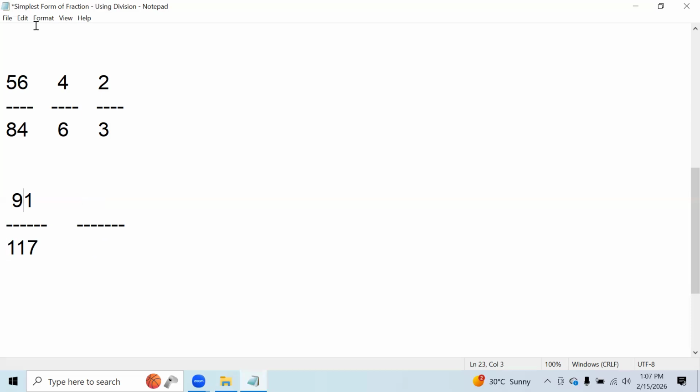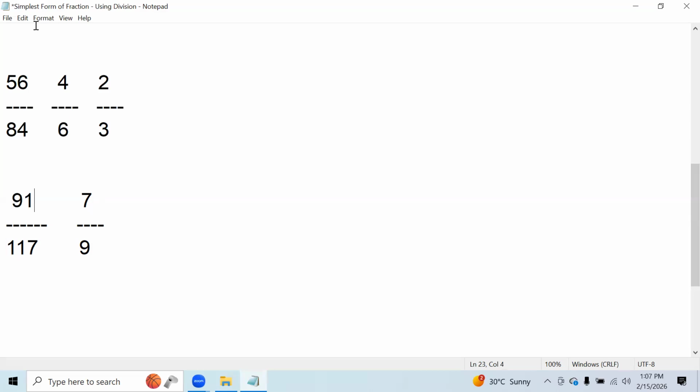Now 7 into 13 is 91. We got it. So 13 sevens are 91. And if you just do the table of 13 further, 13 sevens are 91, 13 eights are 104, 13 nines are 117. So that becomes 7 upon 9. 13 sevens are 91, 13 nines are 117. So you keep dividing the numbers till they are not divisible by anything apart from 1.